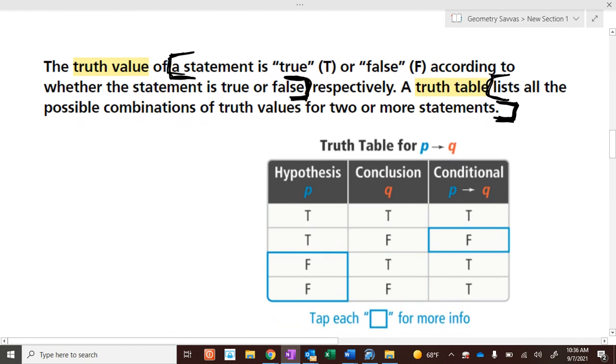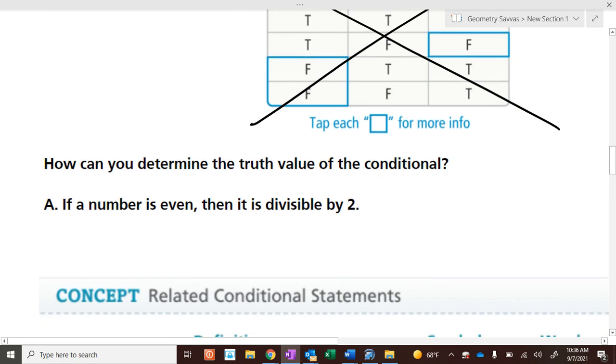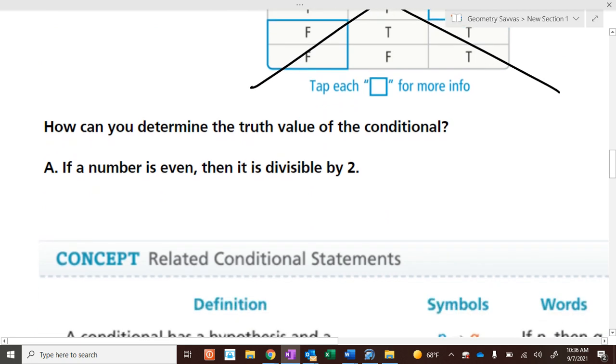All right. I think truth tables are kind of confusing, so we're not going to worry about looking at truth tables in here. We're just going to figure out whether things are true or false. Okay? Plain and simple. We'll look at a statement, try to figure out if it's true or false. Such as this: if a number is even, then it's divisible by 2. True or false? True. All even numbers are divisible by 2.